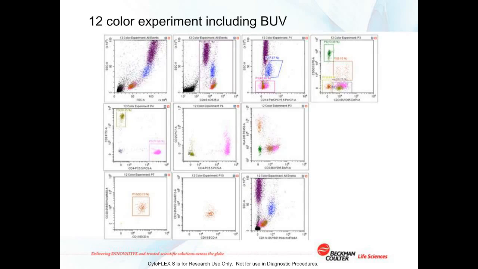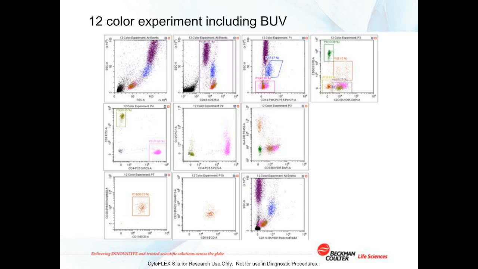Here we are looking at the 12-color experiment, which includes brilliant ultraviolet dyes and standard dyes used on the blue and violet laser lines. This is an immunophenotyping application where we are looking at CD14 positive monocytes, lymphocytes labeled with CD3, which are T lymphocytes, CD56 and 16 labeled natural killer cells, and the separation between CD4 and CD8 T cells.